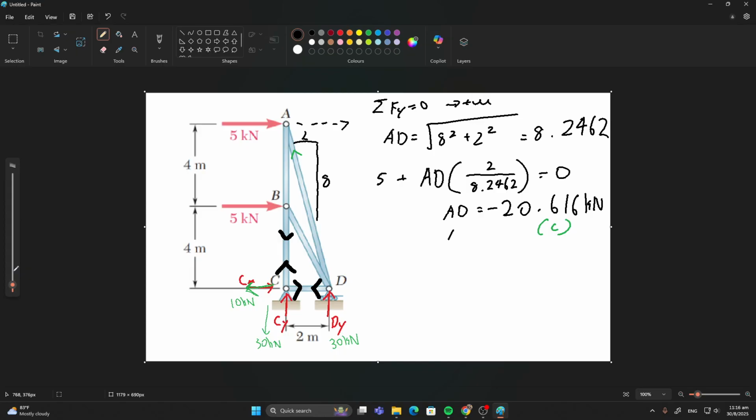So technically it will be AD equals 20.616 C. I know the answer sheet says 20.6. If you think about it, 3SF is just 20.6. I just like to leave it in 5SF for working, whatever. So there you go, you found your AD.